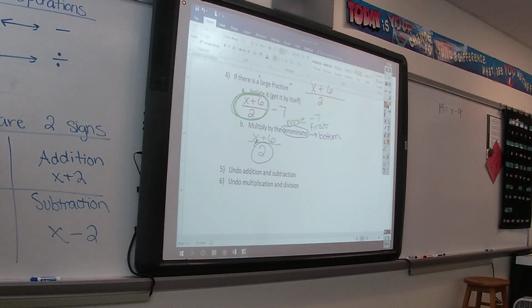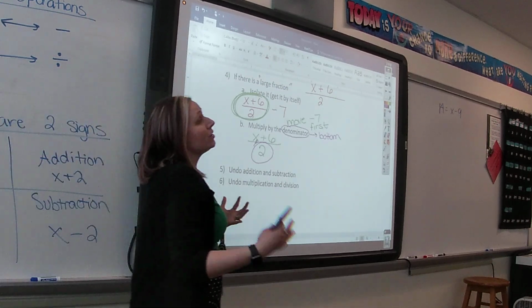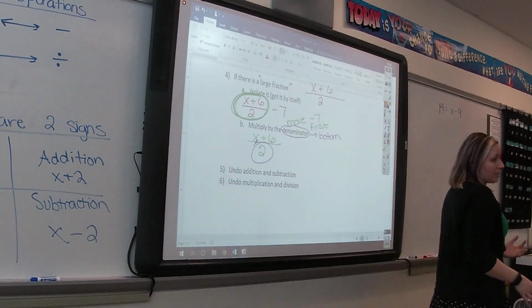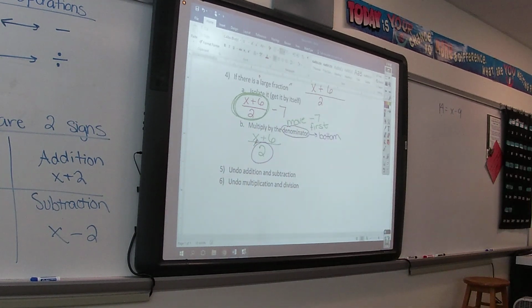Oftentimes my students will say to me, Mrs. McKinney, I can't do this equation, I can't solve it. And if I just say, pull out your notes and walk yourself through those steps, they'll go, oh, put it on my desk.